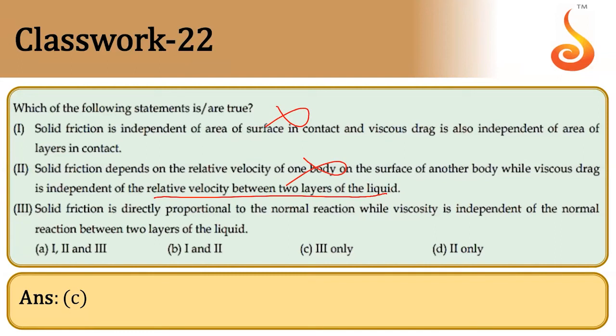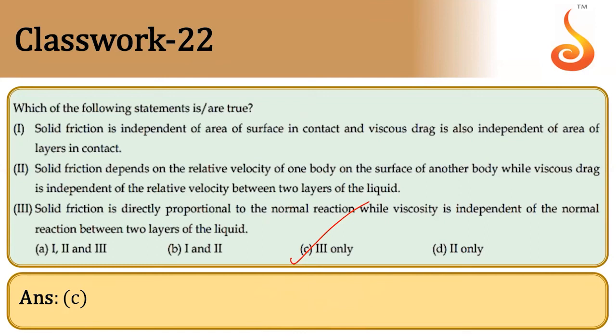Solid friction is directly proportional to normal reaction. Correct. Why? Because F equal to mu N. Do you remember? Solid friction F equal to mu s N or mu k N. So solid friction is directly proportional to normal reaction. That is true. While the viscous force is independent of the normal reaction. Correct. In viscous force we don't take the normal reaction, right? Only we see velocity gradient and area of contact. That's why option 3 is correct. So option 3 means only C. You understood, children?